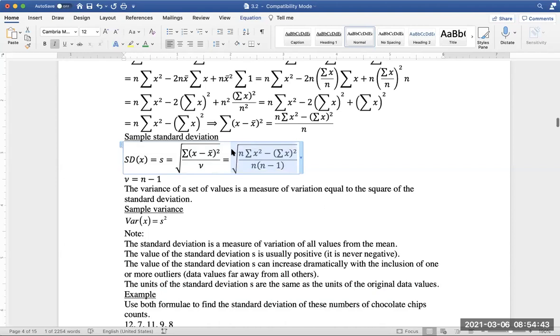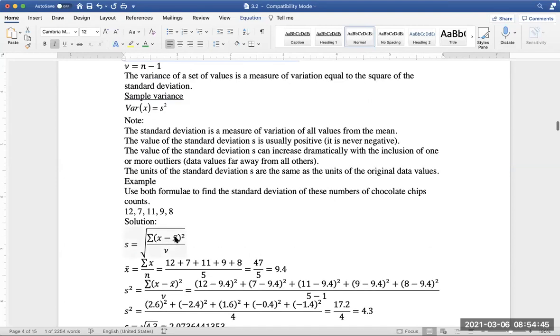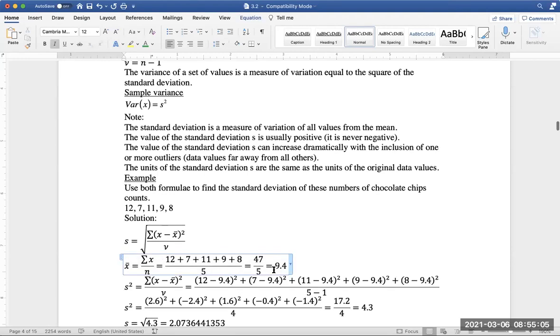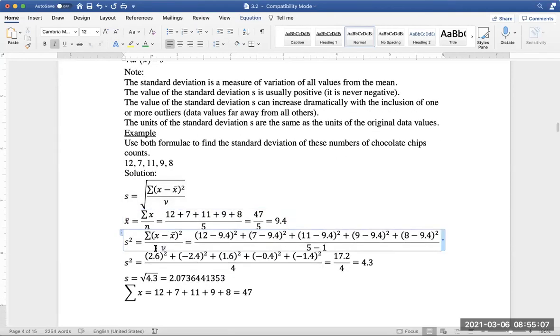So the sum of (x minus x bar) squared over nu. I've got to figure out what x bar is and what nu is. Let's figure out x bar first: the sum of x over n. 12 plus 7 plus 11 plus 9 plus 8 is 47, over 5, is 9.4. Degrees of freedom is just how many data there are, n, 1, 2, 3, 4, 5, minus 1.